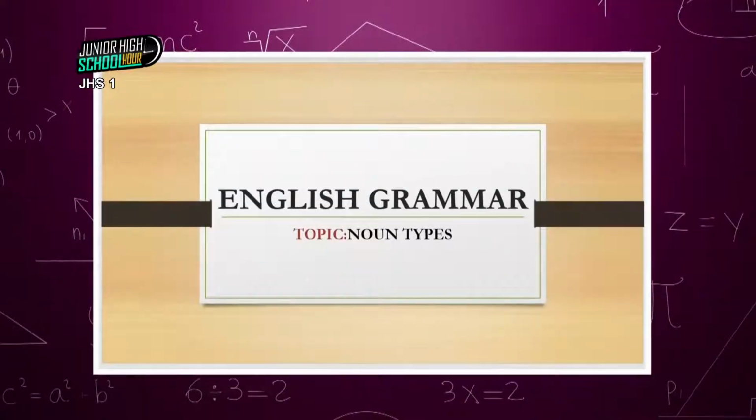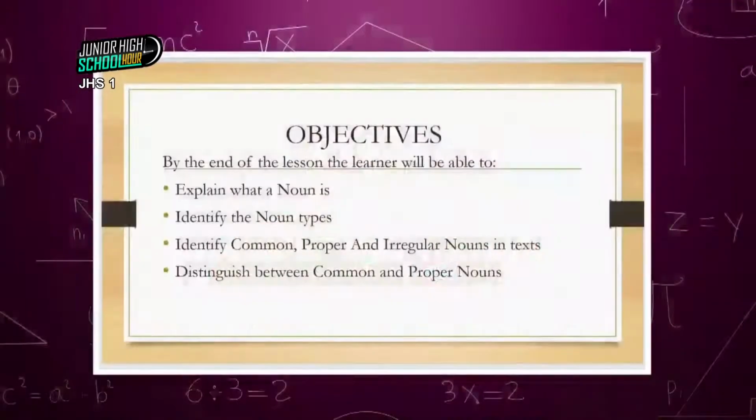Right, we have English grammar. So our topic for the day is noun types. We know that we do set objectives for every lesson we take. Now, our objectives for the day are, by the end of the lesson, the learner will be able to explain what a noun is.